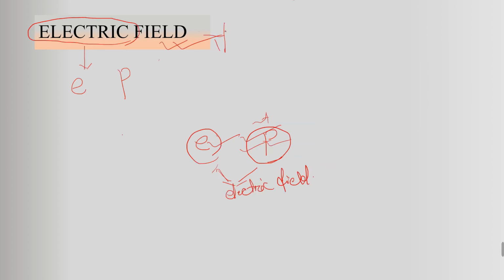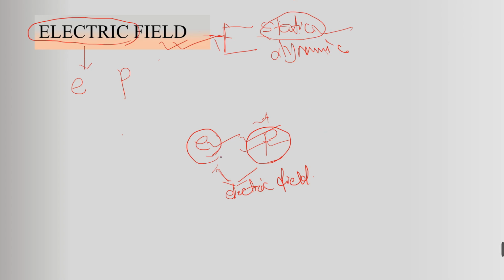Next, come to its types. There are two types of electric field. One is static, another one is dynamic. Static means what? If something is at rest. From this we can guess that these charges might be at rest. So yes, in a static electric field, the charges are at rest.